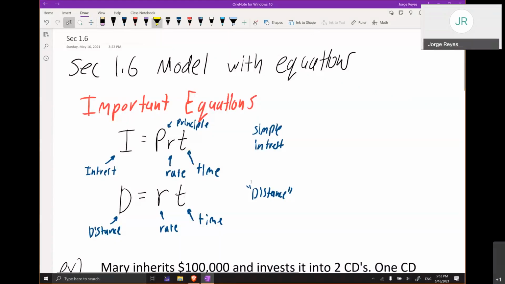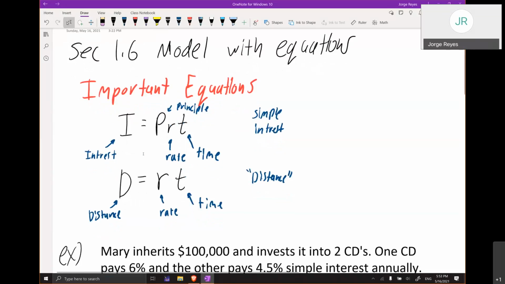There are many equations in this section that they tell you to memorize for different kinds of applications. I'm writing down the two most important ones. So the simple interest equation is this one, okay? And math people are not very creative. If you see a t in a formula, it almost always means time. If it doesn't mean time, then the formula is just wrong, because t means time.